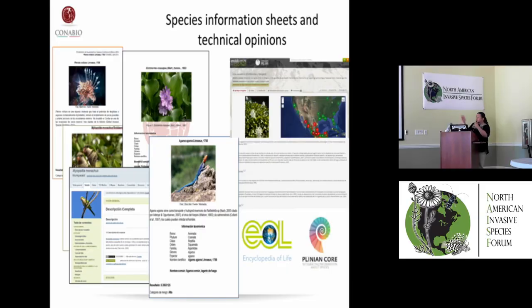We have a lot of species information sheets. Some of Conavio's information is already in the Encyclopedia of Life. And I mentioned in my other talk that we're working on standardizing the vocabularies to work on Plinian Core. So everything goes out through our different web pages, like the Encyclopedia up there.